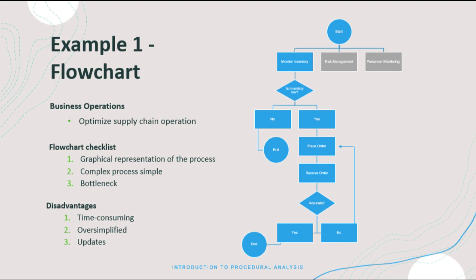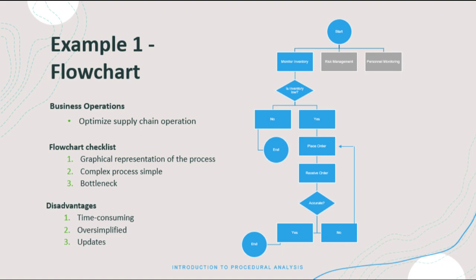Immediately, we are prompted with a decision point that asks, is the current inventory low? A no will lead you down to the end of this process, while a yes will demand that an order be placed to ensure proper inventory levels are met. Moving forward, once the order is received, we are prompted once again with another question. Is this order accurate? A yes will lead you down to the end of this process, while a no will ask you to place another order or reorder the same merchandise.